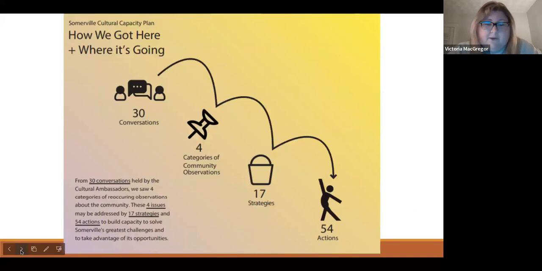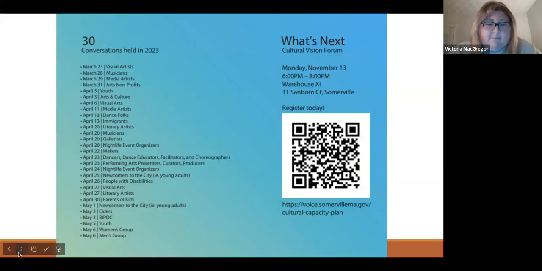These next 2 slides summarize the efforts of the city and Somerville Arts Council, who are leading a cultural capacity planning effort with the goal to help arts and culture thrive in Somerville. Over 30 conversations were held in 2023, which were led by cultural ambassadors within the community. This plan is about examining what the community claims are issues, assets, and areas for opportunity, and how to distill them into a plan of action. A cultural vision forum will be held on November 13th, and you can keep up with the plan by visiting their SomerVoice page.